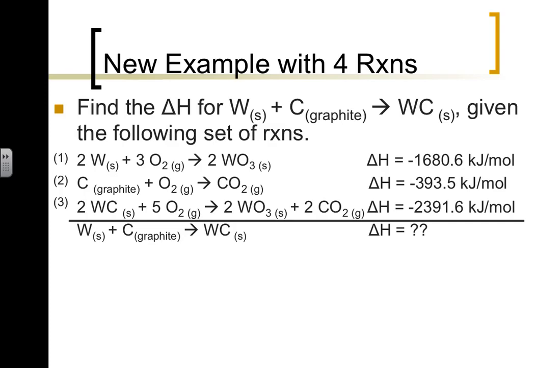So we want to find the delta H value, or the enthalpy of reaction value, for W solid. Anybody know what W is? Anybody out there say tungsten? Good, good. By the way, tungsten is the very thin filament in regular old incandescent light bulbs. And so you heat that tungsten filament up and it glows bright and you got a light bulb. Ta-da. So tungsten solid plus carbon graphite will yield tungsten carbide, which is the solid listed there.